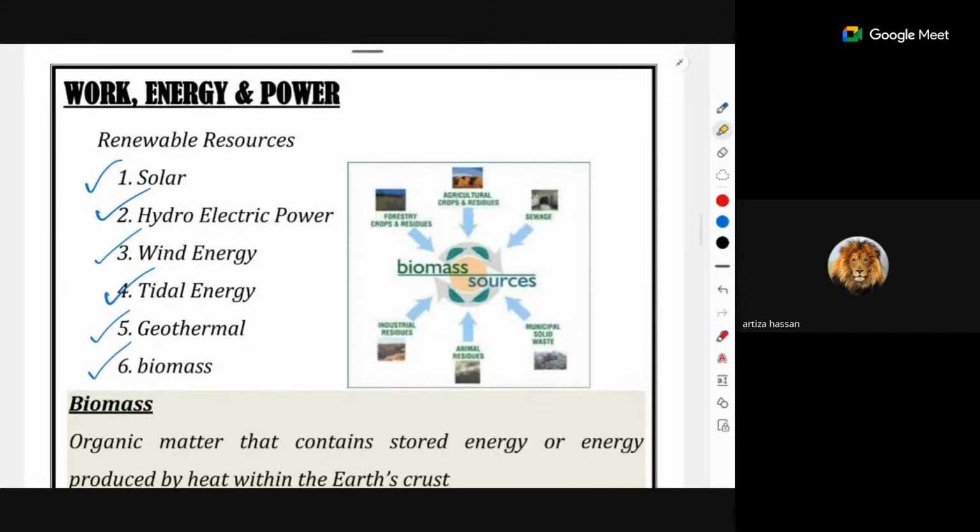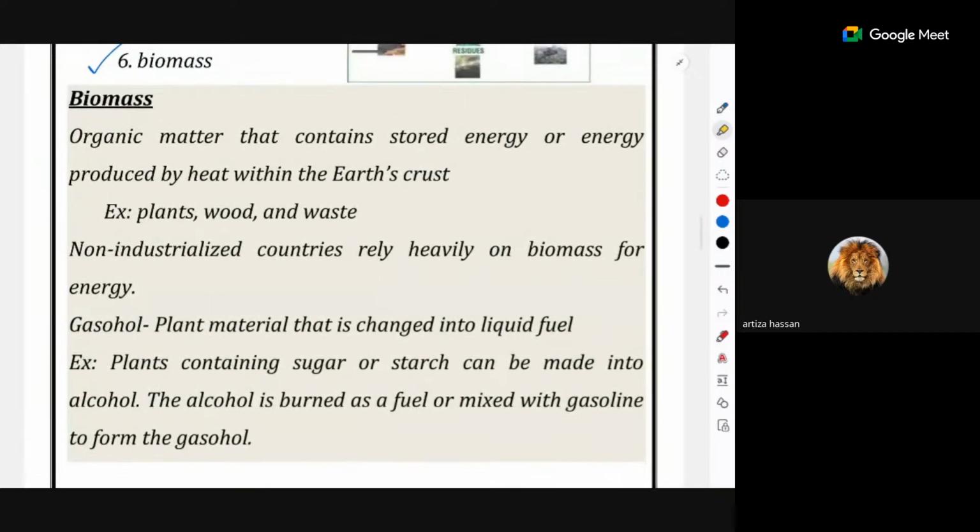The rest is very fine. You people know about solar, that the energy is coming from the sun; hydro, that the energy is coming from the water and we are converting it into electrical energy; and wind, with the help of windmills. The latter three, tidal, geothermal, and biomass, are not too common. So I will talk about them one by one.